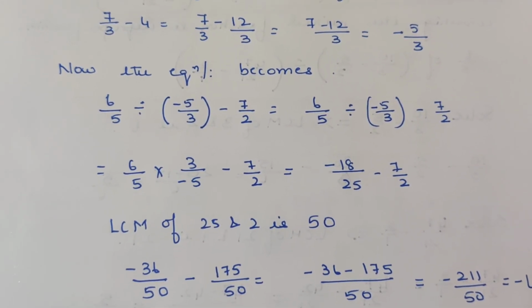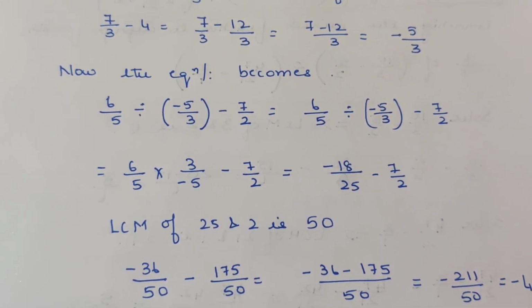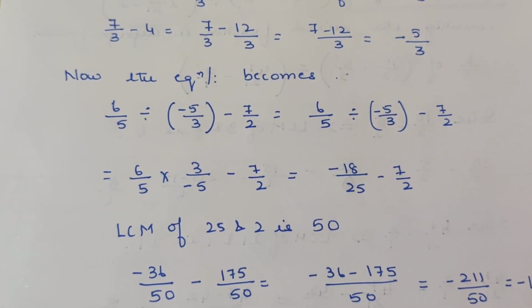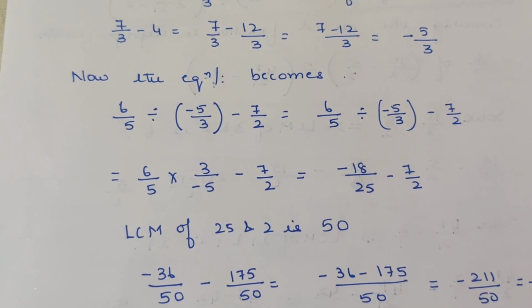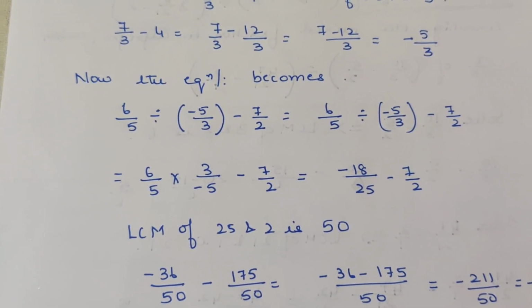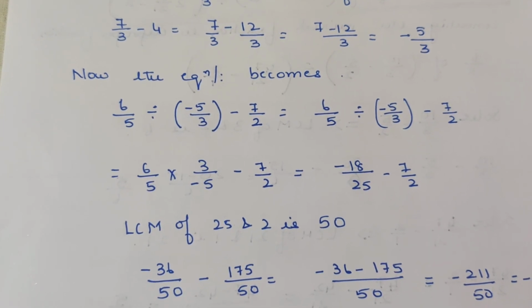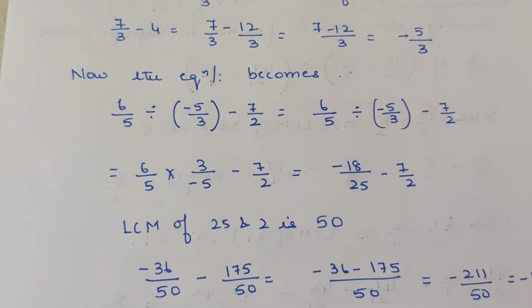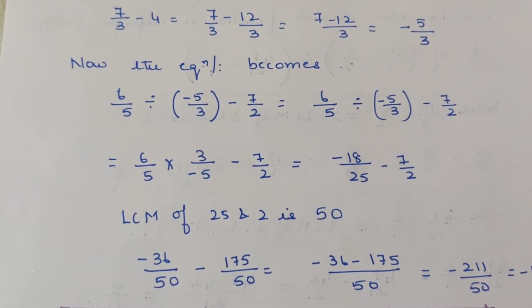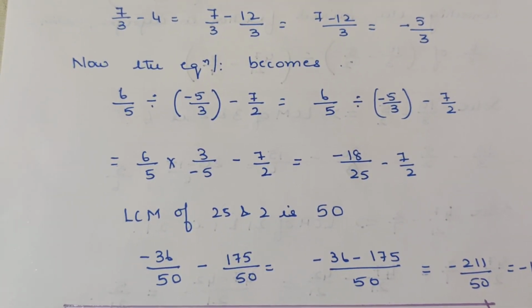The equation becomes 6 by 5 into 3 by minus 5. I'm just taking the reciprocal, minus 7 by 2. Using BODMAS, we will first do the multiplication. Therefore, we get minus 18 by 25 minus 7 by 2.